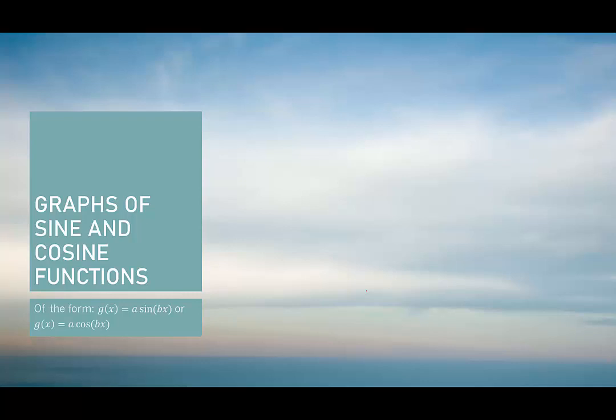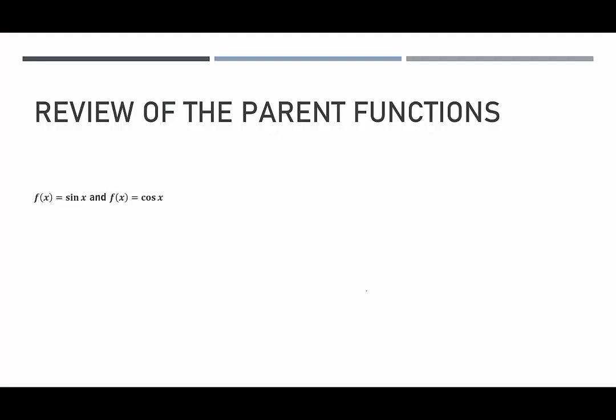In this video, we're going to look at the graphs of sine and cosine functions of the form g of x equals a times sine of bx or g of x equals a times cosine of bx. So just meaning we might see a change in amplitude and we might see a change in period. Before we get to transformations, let's review the parent functions.